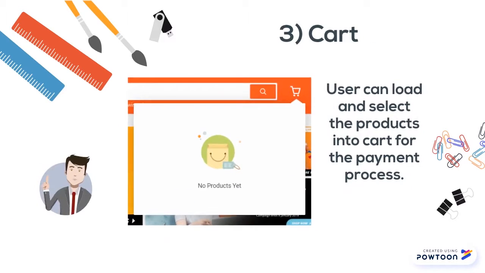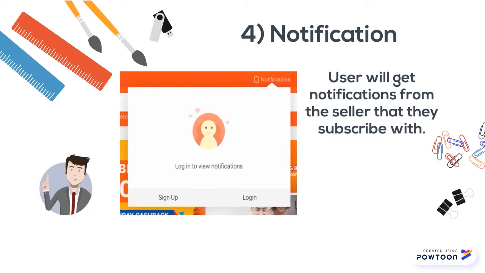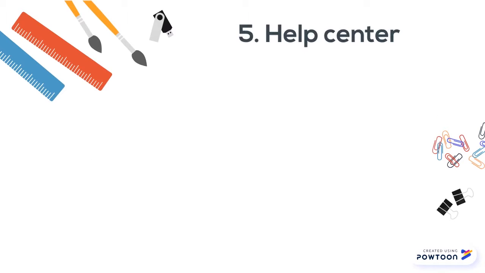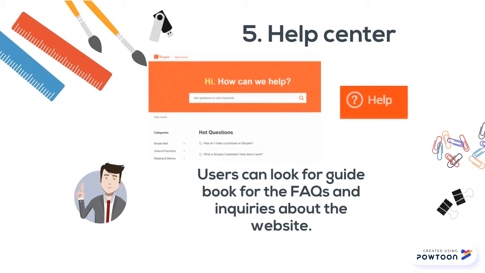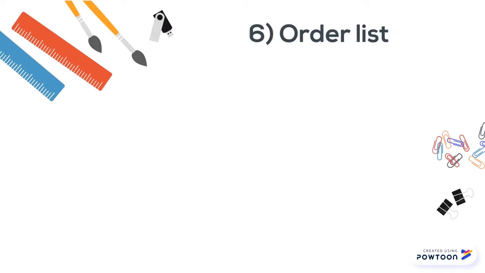And the next is the cart. Users can load and select products into the cart for the payment process. And the next one is the notification. Users will get notifications from the sellers that the user subscribed to, usually in the notice. And the fifth one is the help center. Users can look for a guide and go to the FAQs and inquiries about the website by clicking Help Center.